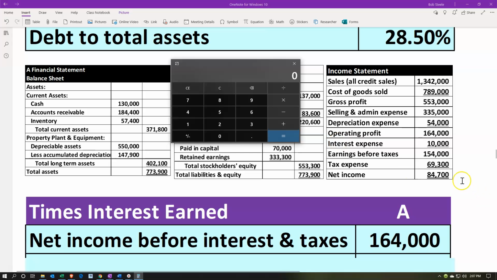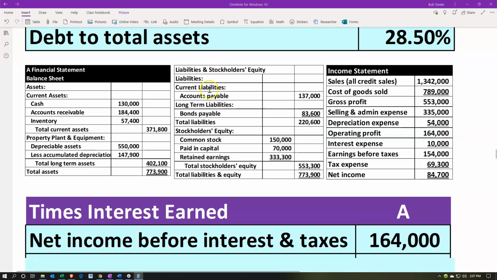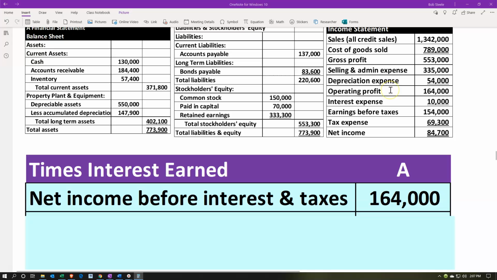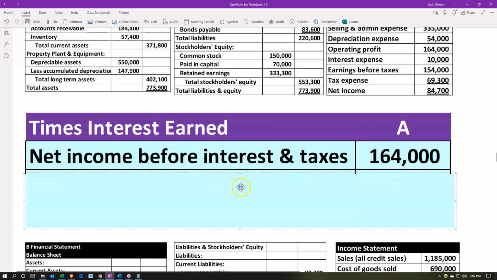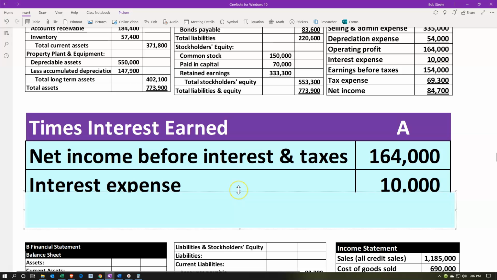but it's useful to calculate this from net income, which would be 84,700 plus the taxes 69,300, which is this item, plus the interest 10,000 to get to the 164,000, which is basically our operating profit. It is our operating profit number. And that's because of how our multi-step income statement is formatted, but you don't want to memorize it typically as operating profit, but rather net income before interest and taxes, so that you know what you're doing no matter what type of data is given to you.